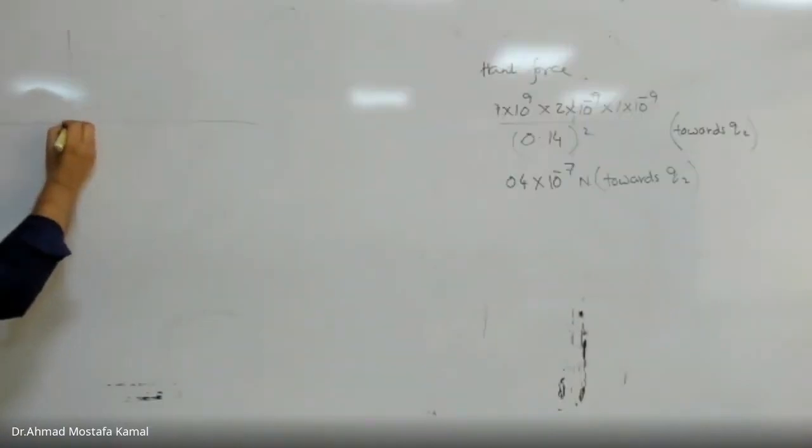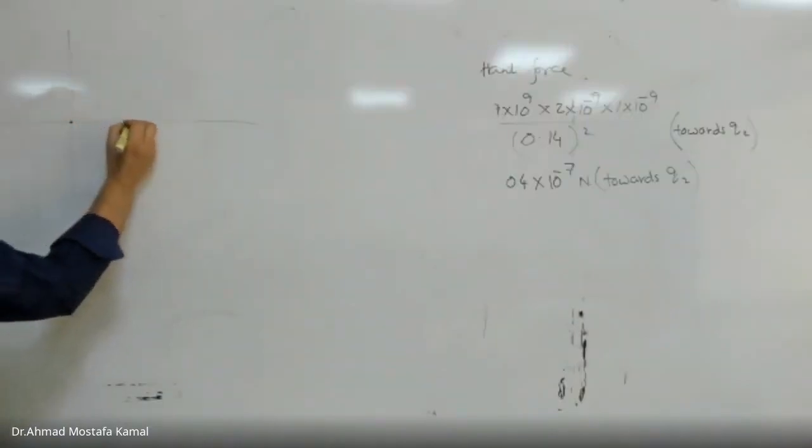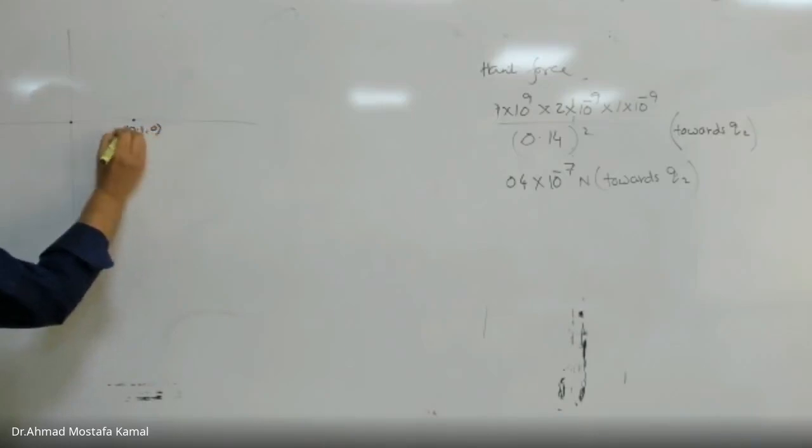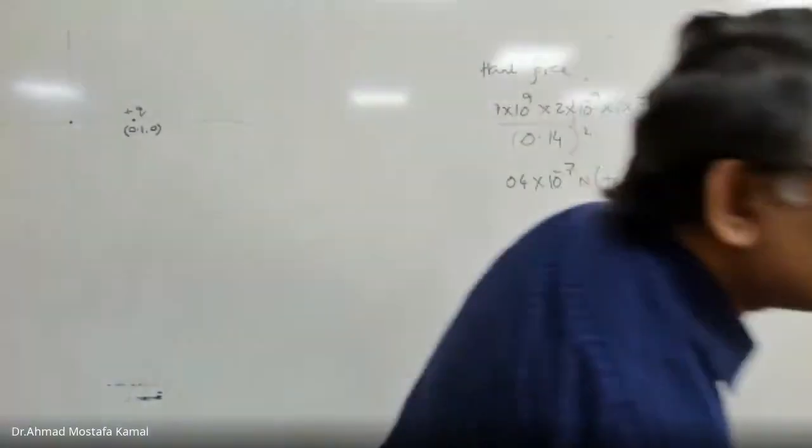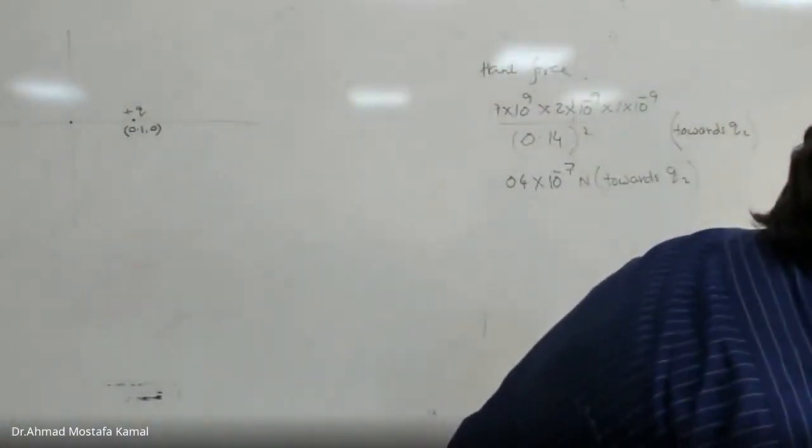In a rectangular coordinate system, a positive charge is placed at x equal to 0.1, y equal to 0. Here, a positive charge is placed. Let me check the problem again.